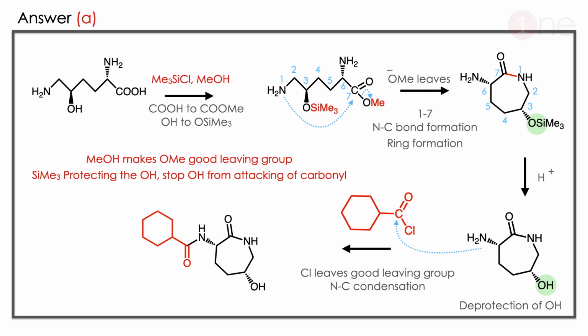The answer is A. Let us see how. Here you are using trimethylsilyl chloride and methanol. Methanol helps the COOH group become an ester, COOMe, and the OH group will be protected by trimethylsilyl chloride. Both reactions are given in the same step. So COOH becomes COOMe, OH becomes OSiMe3. So MeOH makes OMe a good leaving group, and SiMe3 protects the OH and stops it from being involved in the reaction. In the next step OMe leaves, NH2 attacks there, and a new 7-member ring formation occurs.